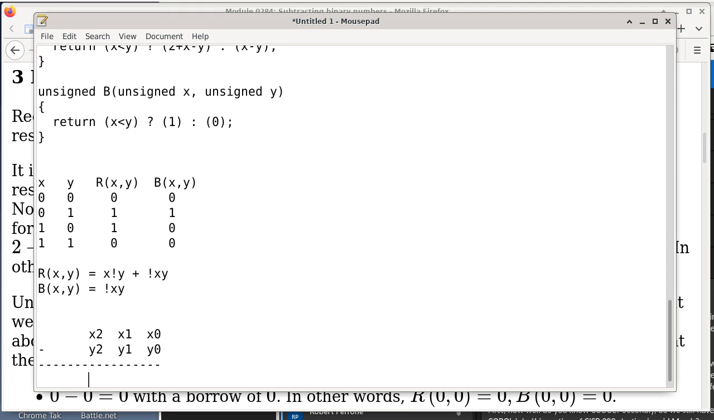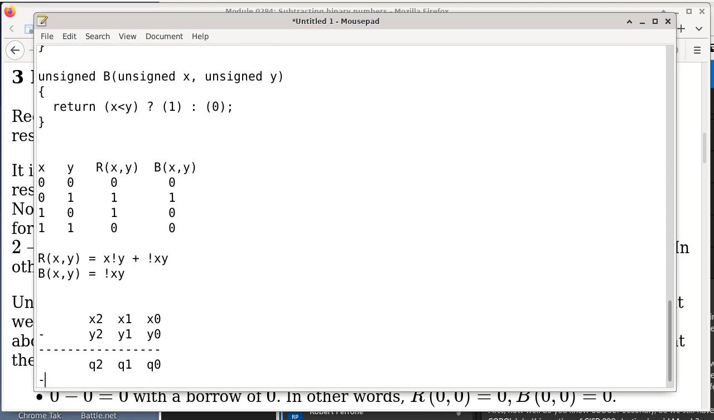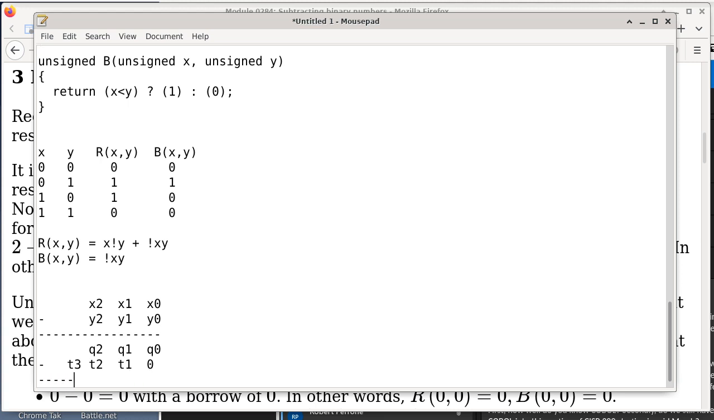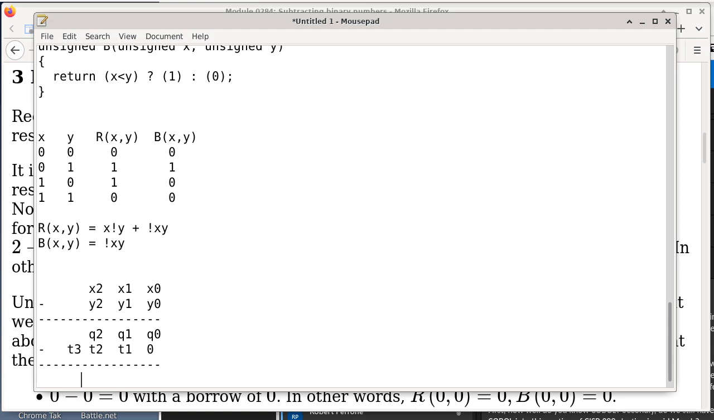And this particular row, I will call these our q's. So we got q2, q1, and q0. Now do you see why I named that row q again? Because we use the same R function to calculate that particular row. That's why I used the same name Q. Okay. This row is called T, for take, which is borrowing. So this is T3, T2, T1, and T0 is usually assumed to be 0. So we can put a 0 here for now. And then this is the difference, D2, D1, and D0.